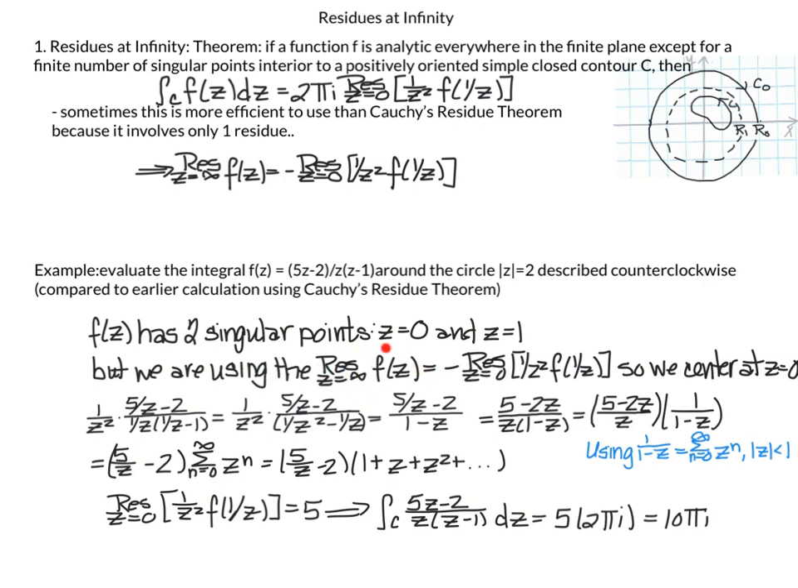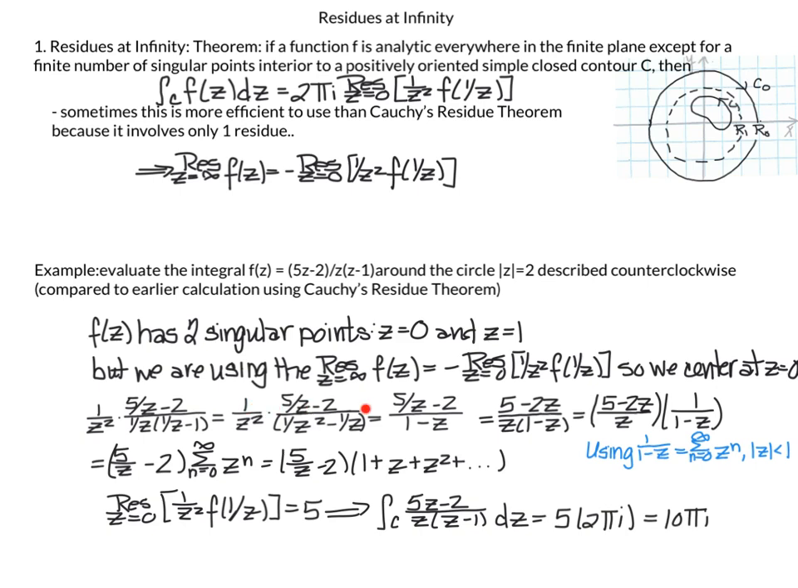but since we're using the residue at z equals infinity, which is related to the residue at z equals 0, we're going to center our Laurent series at z equals 0, since this is the only singularity we are going to be looking at now, z equals 0. And what I need to look at is the function 1 over z squared times f of 1 over z. I have my 1 over z squared, and then plugging in 1 over z for z, I have 5 times 1 over z, which is just 5 over z, minus 2, divided by 1 over z times 1 over z minus 1.